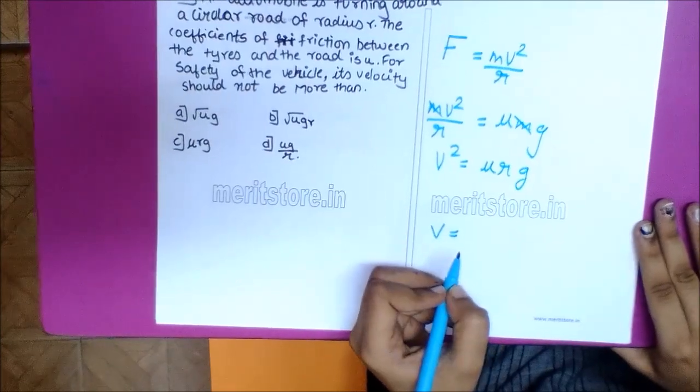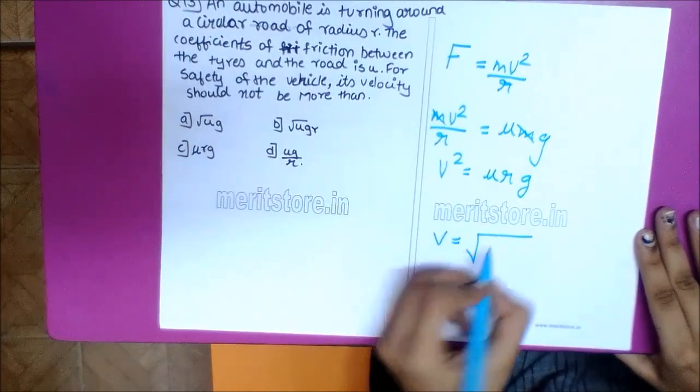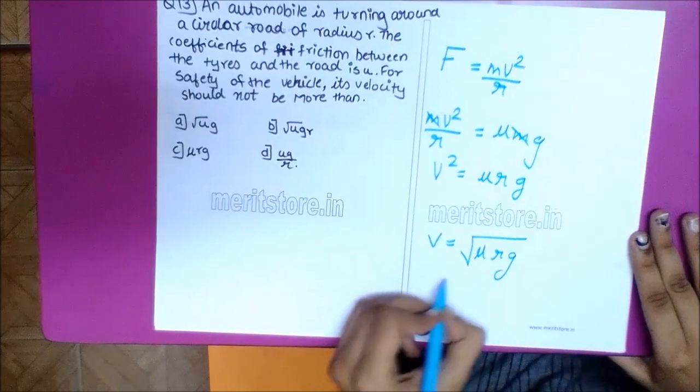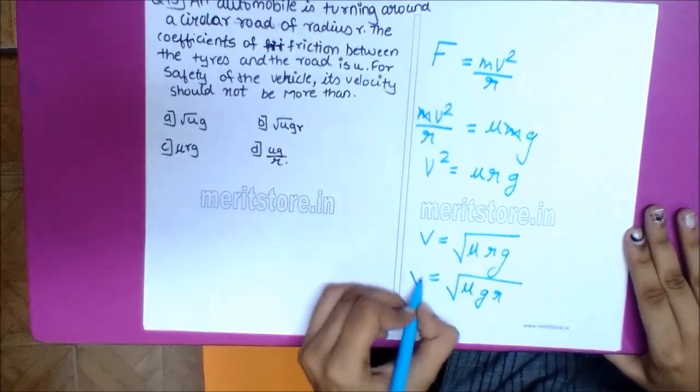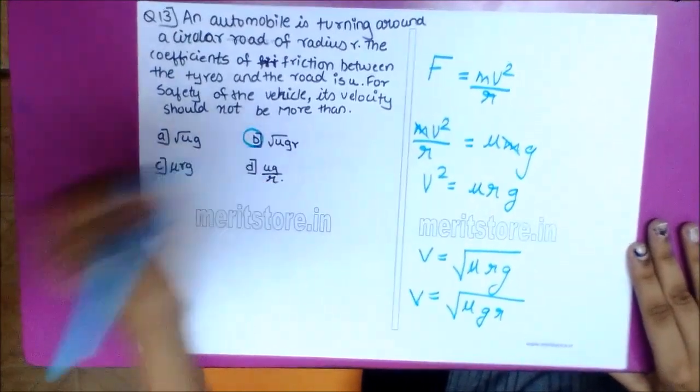Taking the square root on both the sides, we will get v is equal to root of mu rg. This can also be written as root of mu gr, which matches with our option B. Option B is the correct option.